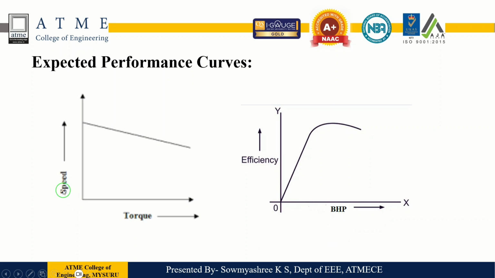Since it is a DC shunt motor, even though the torque increases, the speed will decrease slightly. And when it comes to efficiency versus BHP, as the output power increases, to some extent the efficiency also increases, and when the constant losses equal the copper losses, we will attain maximum efficiency. Further, if you increase the output power, the efficiency will start decreasing.